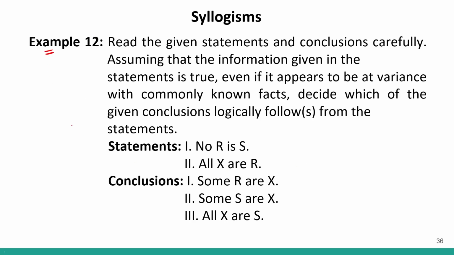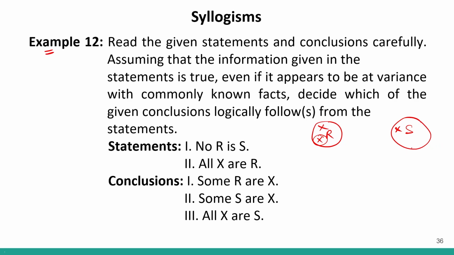Example number 12. 2 statements, 3 conclusions. Statement 1 says no R is S. So R and S are separate entities. They will not overlap. They are separate entities. All X are R. That means X will be a subset of R. All X is a part of R.